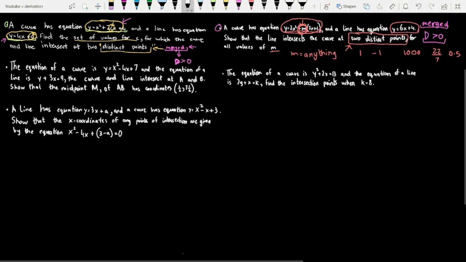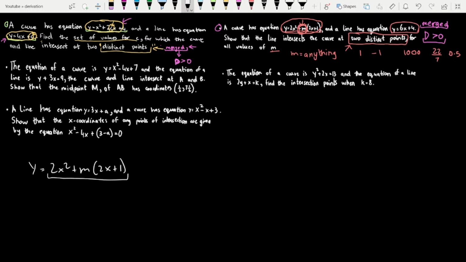So what is the merged equation? Let's first find that out. So this is the equation for the curve, 2x squared plus m 2x plus 1. I can clearly see this is a quadratic equation, and you can be like, well, what is this weird form? This is not the standard form. This is not the vertex form. This is clearly not the vertex form, right? Because the vertex form is something like this.